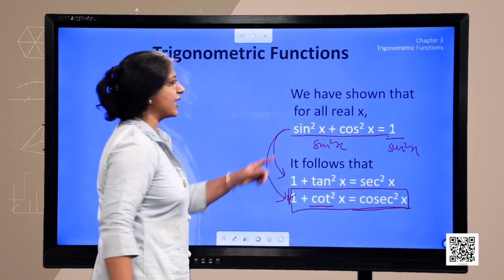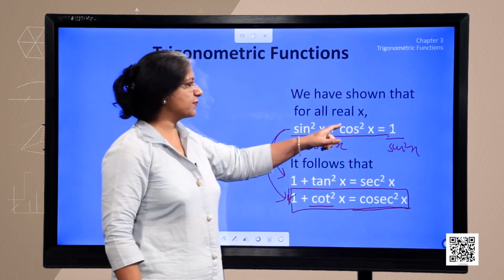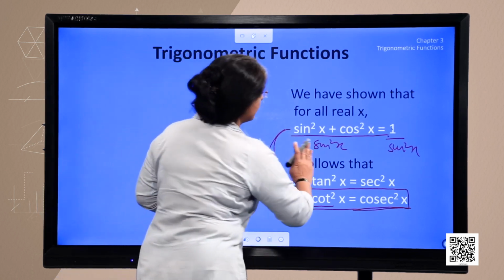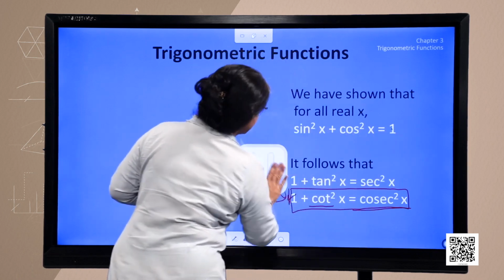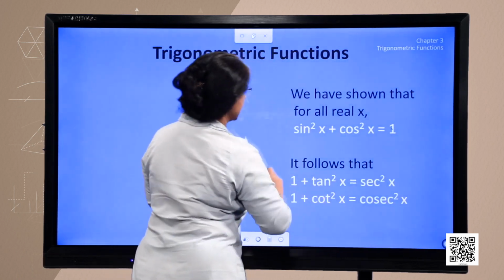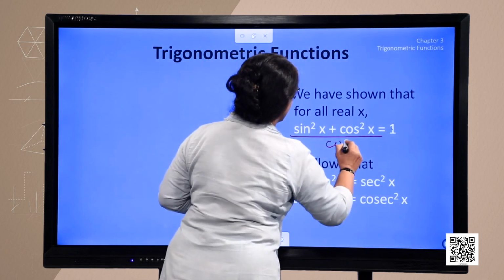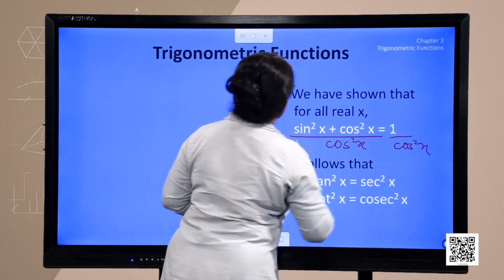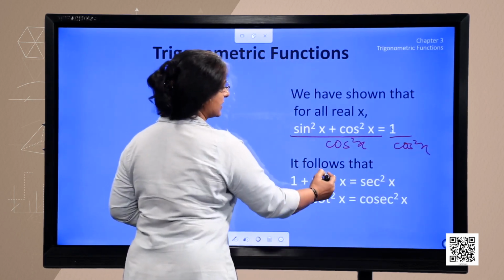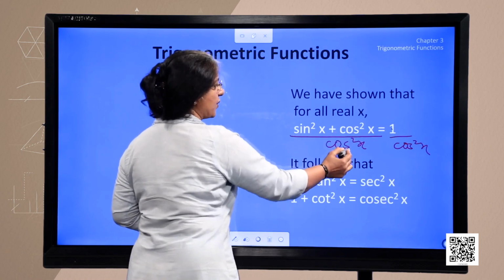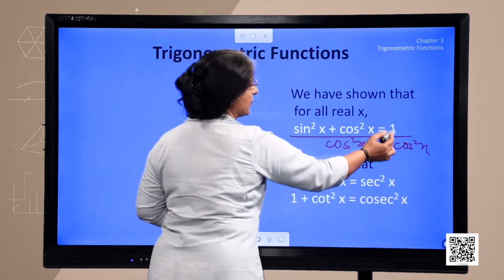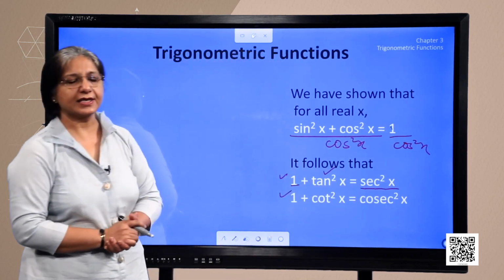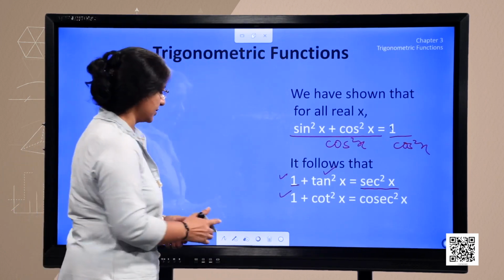But if you divide this relation, sin square x plus cos square x equal to 1, by cos square x instead of sin square x, we will get this relation. See how? Sin square x upon cos square x is tangent square x, cos square x upon cos square x is 1, and 1 upon cos square x is secant square x. So, these relations or identities we will be using further in the questions.